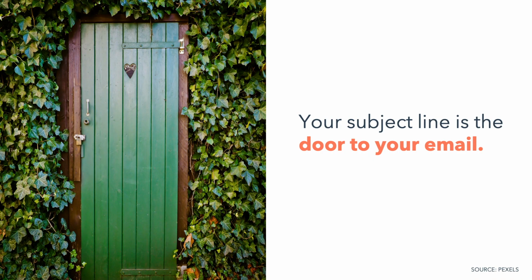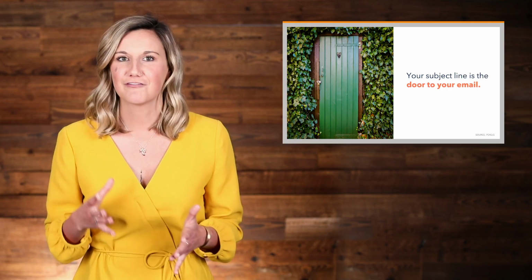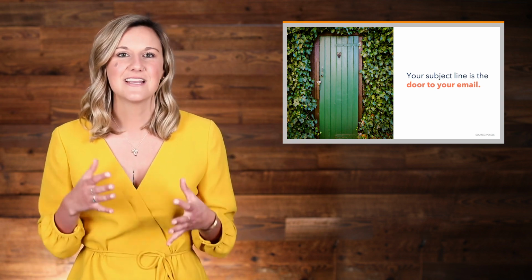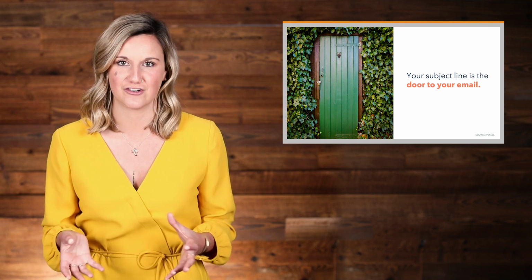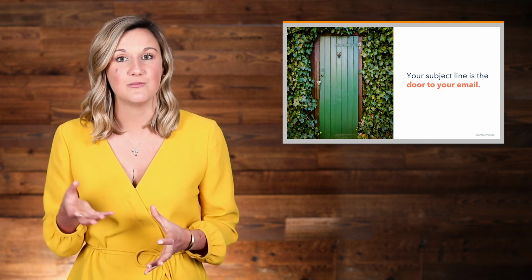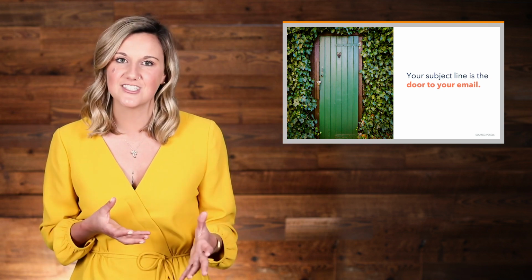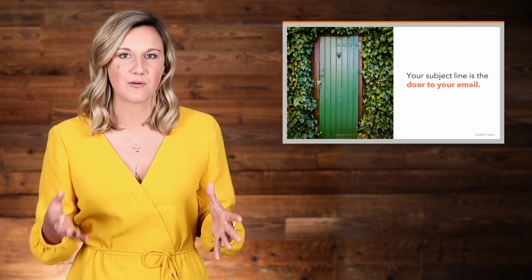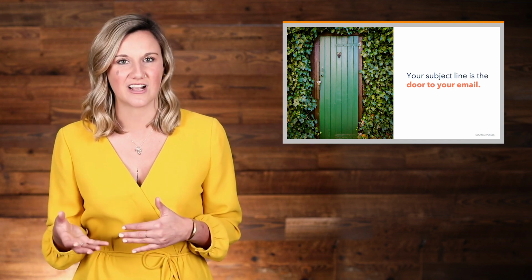Your subject line is the door to your email. For someone to come in, they first need to enter through the subject line. This makes it an important piece of your overall conversion rates. It also provides you insight into what type of messaging appeals to your personas. Let's take a look at a few best practices for creating a great subject line.